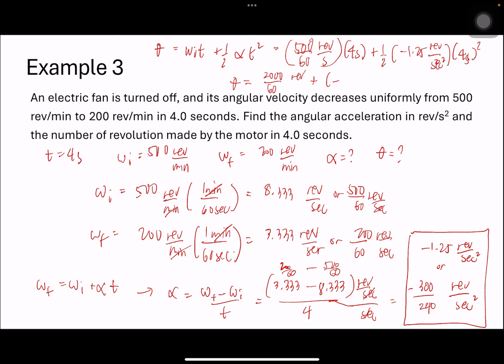minus 10 revs. So 2,000 divided by 60 will be 33.333 minus 10. So the answer would be 23.333 revolutions. That will be for example 3.